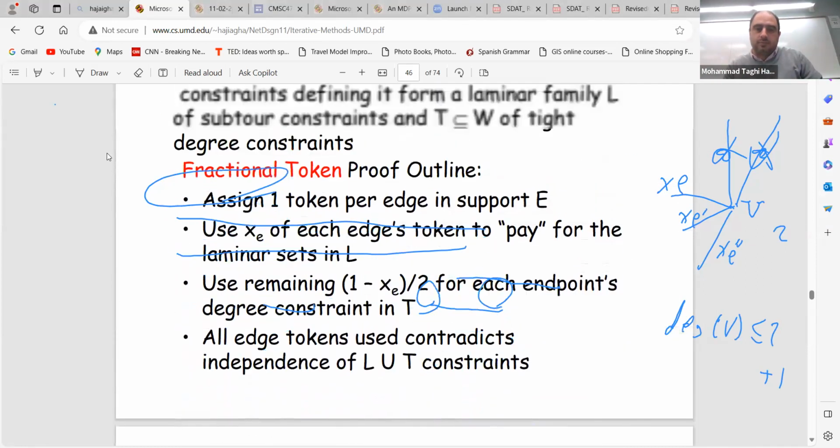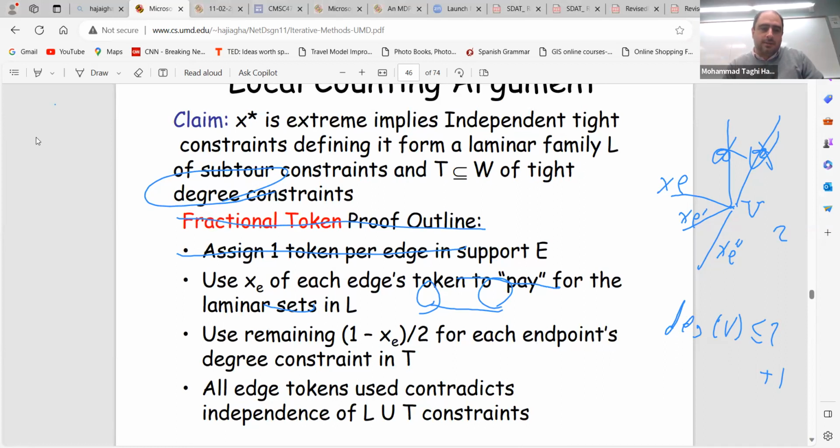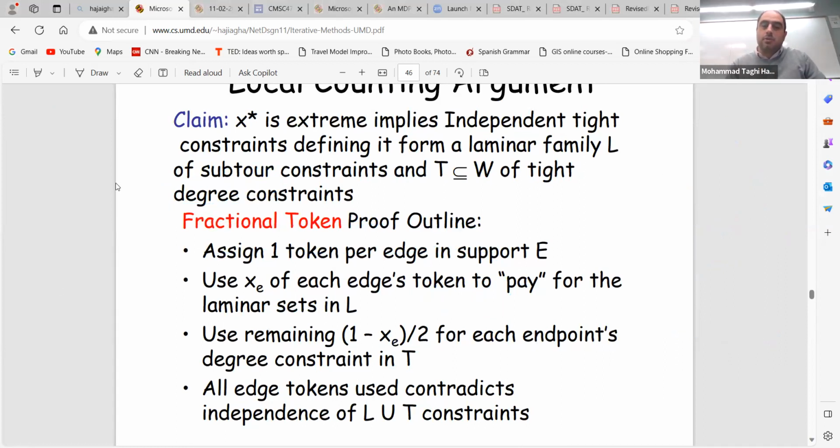And what is the proof? The proof is, again, very similar to the previous one. When you are getting this, the set would essentially be the tight constraints, those laminar family set of constraints. So let X star be an extreme point, then it implies the independent tight constraints defining it form a laminar family L. And I have essentially some subtour constraints, and then some other tight constraints in terms of degree constraints.